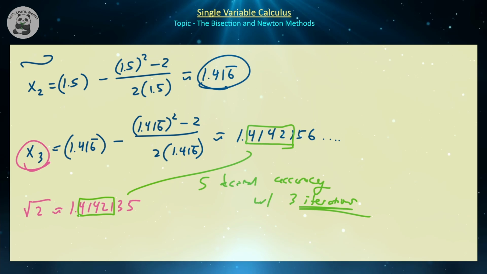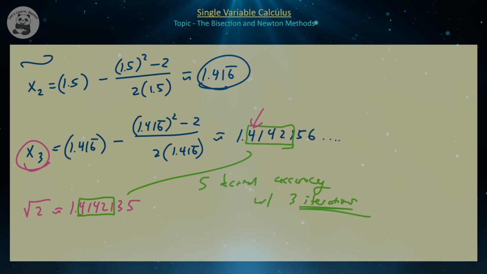And for the bisection method, we were only able to get the initial integer value, choosing an initial interval of 1 to 2. We weren't even able to capture the very first decimal. Notice Newton's method gets 5 decimal accuracy with just 3 iterations, with an initial guess of 1, which I think is very, very good compared to the other method.